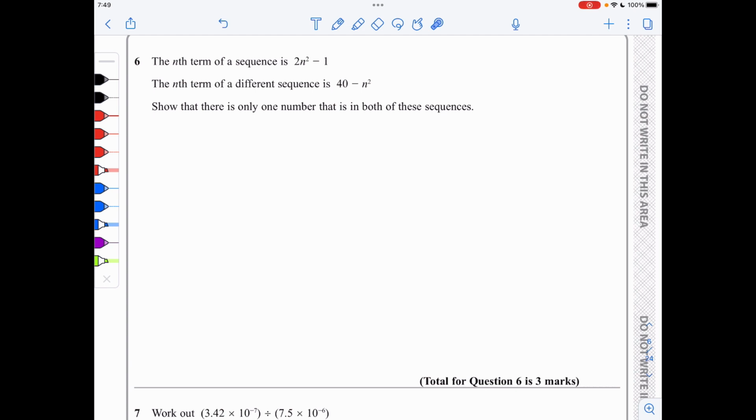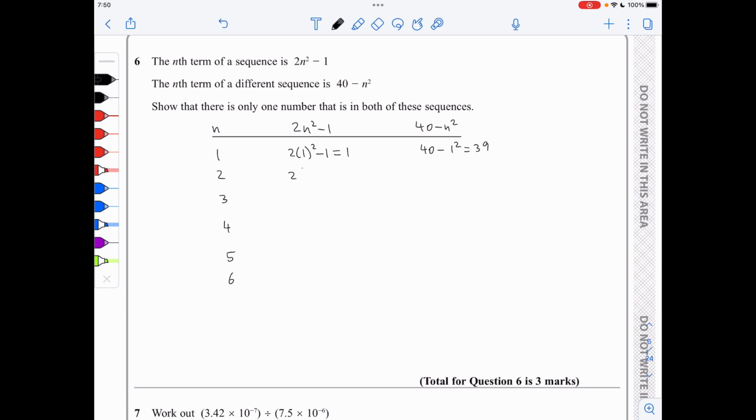In question 6, we've got 2 different sequences, 2n squared minus 1 and 40 minus n squared, and we need to show that there's only one number that is in both of these sequences. Now, to do that, we start by drawing up a table for different values of n and the 2 sequences. So when n is 1, 2 times 1 squared minus 1 is equal to 1, and 40 minus 1 squared is 39.